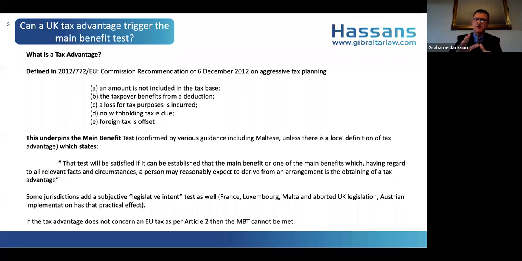The Austrians have a sort of requirement for there to be an element of tax avoidance. If you think of the DAC6 decision tree as a decision tree, then it's further up, but it has the same effect of forcing some sort of deviation and conscious avoidance onto the doer of the arrangement. So, if the tax advantage does not concern an EU tax, then the main benefit test cannot be met.